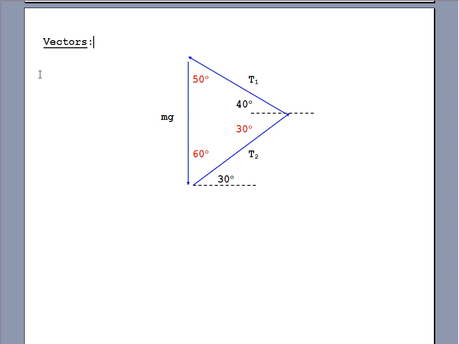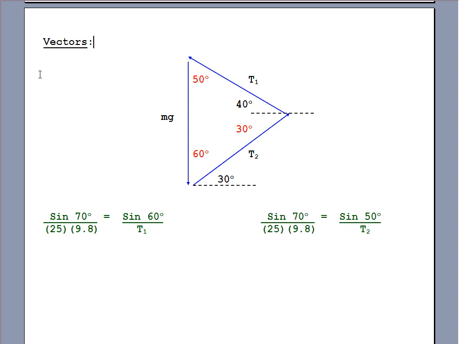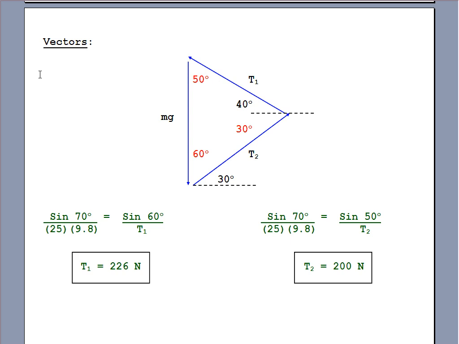So we've got a perfect setup for, looks like the sine law. Got a 70-degree angle opposite that weight for the 25 kilograms. We can find T1, and then we can go and find T2. Super nice, super fast. So go with that vector method if you can. As long as there are not too many forces, that's actually the way to go.